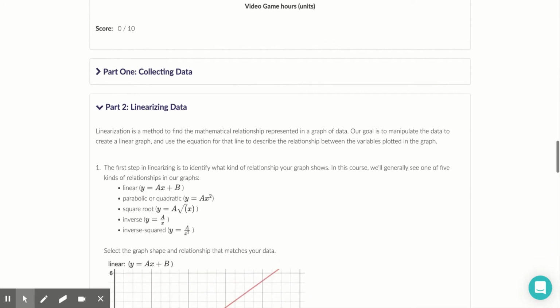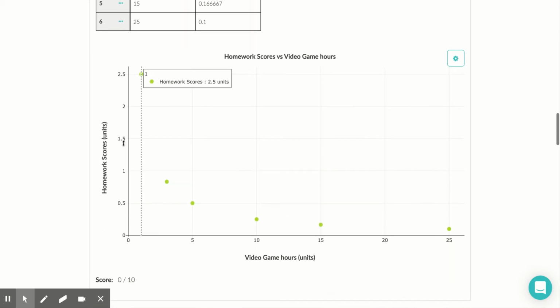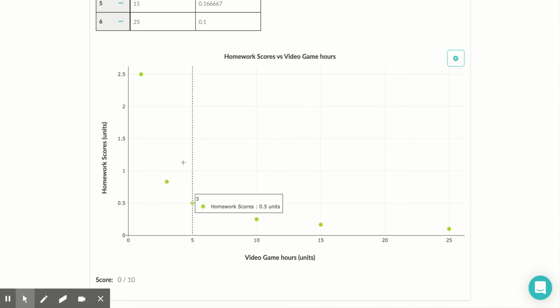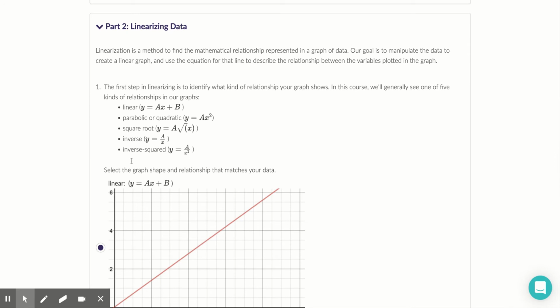So I put in some data as a sample here, and this is completely made up data, not connected to any Pivot Lab whatsoever, but I have video game hours and then homework scores. And when I graph that, I put the homework score as the Y value and the video game as the X. And as I look at the shape of the graph, the first question I want to ask myself is which of these 5 types does it best match?